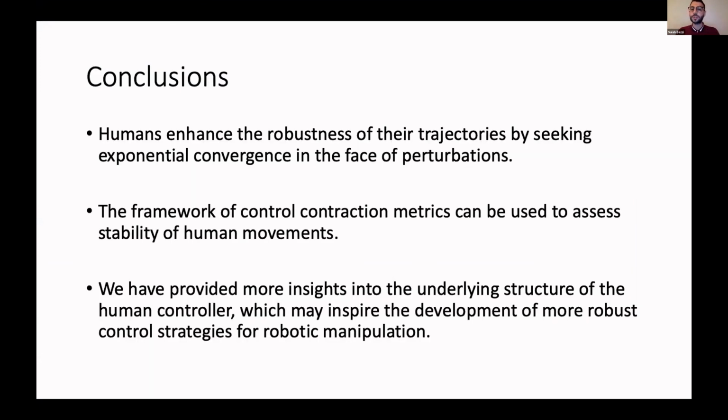So in conclusion, in this specific task, we were able to show that humans seek exponential convergence. We showed that in addition to using contraction metrics to design controllers, we can use them to assess stability in human movements.